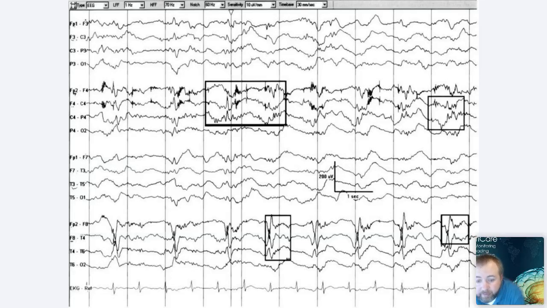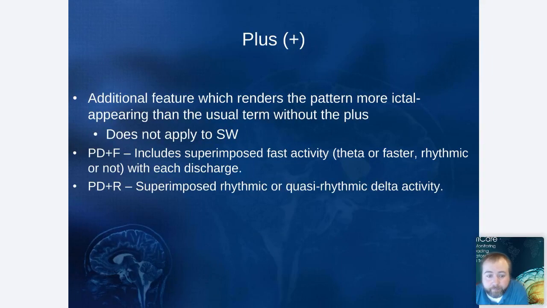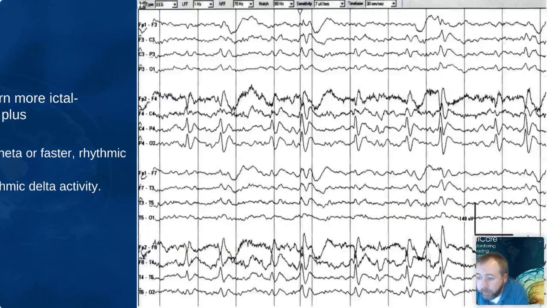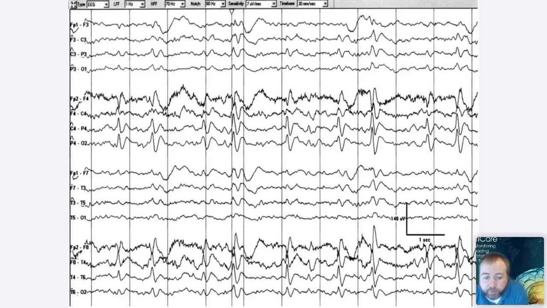Here you would have LPDs plus F, as you have some spiky LPDs that are superimposed, and bursts of low amplitude fast activity are kind of highlighted in the boxes. You have PD plus R. This would be superimposed rhythmic or quasi-rhythmic delta activity. So here you have LPDs plus R. It's irregular morphology and repetition rate. Quasi-periodic discharges with superimposed quasi-rhythmic delta activity in the right hemisphere with occasional spread to the left. This is a less stable pattern and more ictal appearing than just the LPDs by themselves.